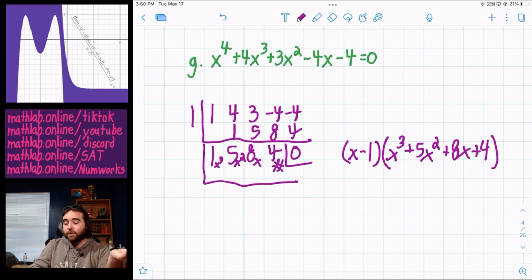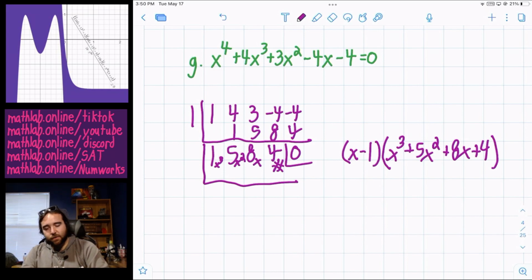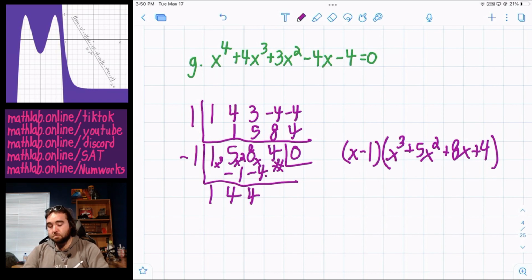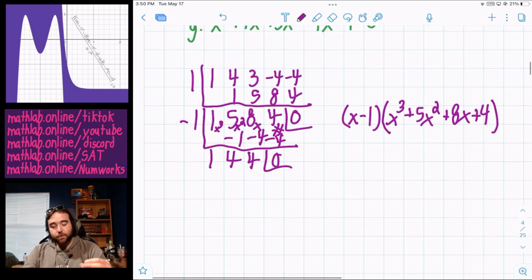You got to use synthetic division. We don't have another answer. It looks like it's got to be negative since they're all positive. So let's try negative 1. So 1, negative 1, 4, negative 4, 4, negative 4, 0. There we go. So what do we have now?